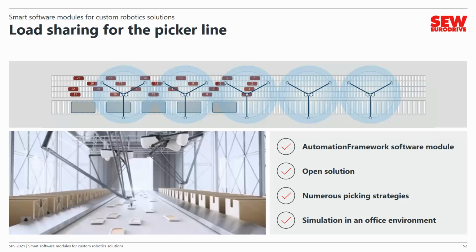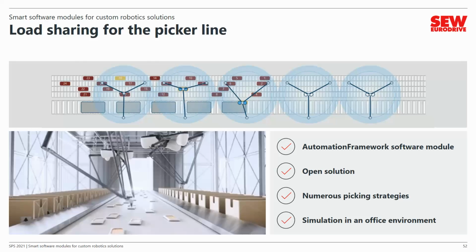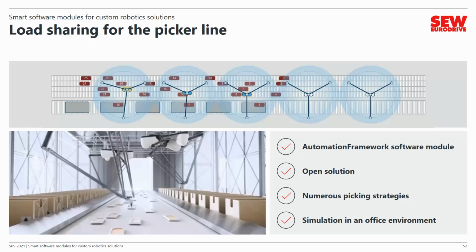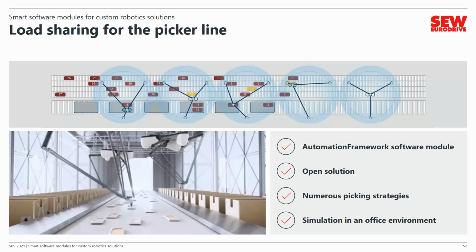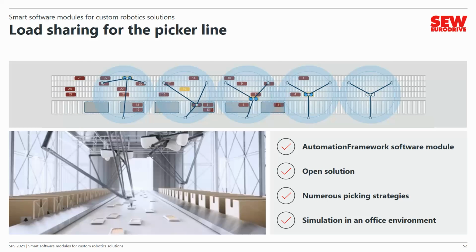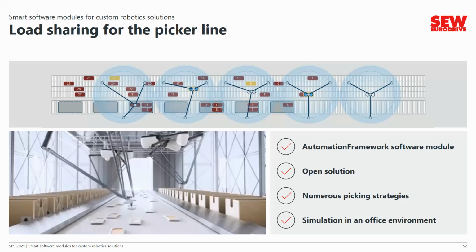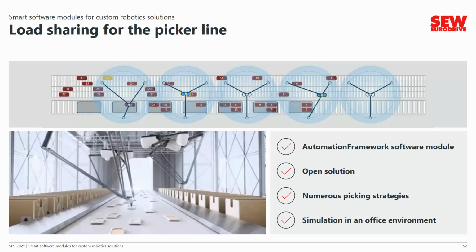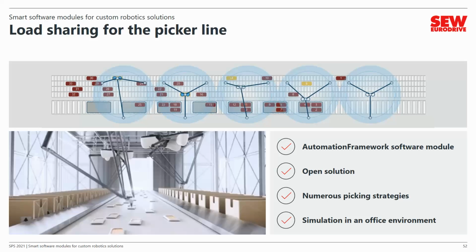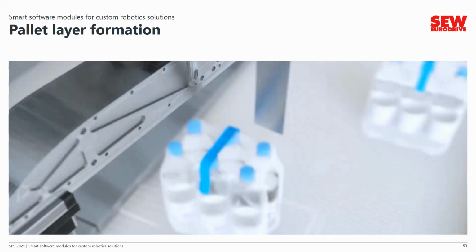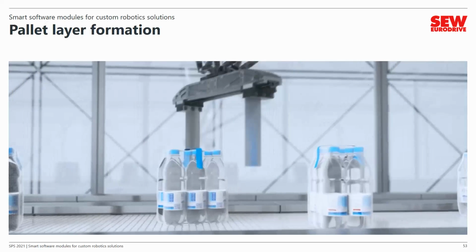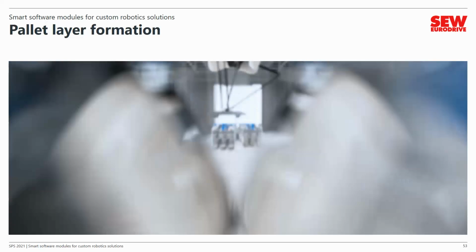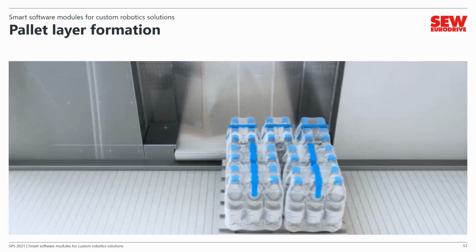A very attractive software module enables load sharing in picker lines. The open solution makes custom adaptations very easy. Simulation in an office environment makes suitable parameterization possible so that the product flow can be optimally distributed to the various robots. Another frequently requested software module is used for simple parameterizable layer formation in which the products are moved and bundled as required.